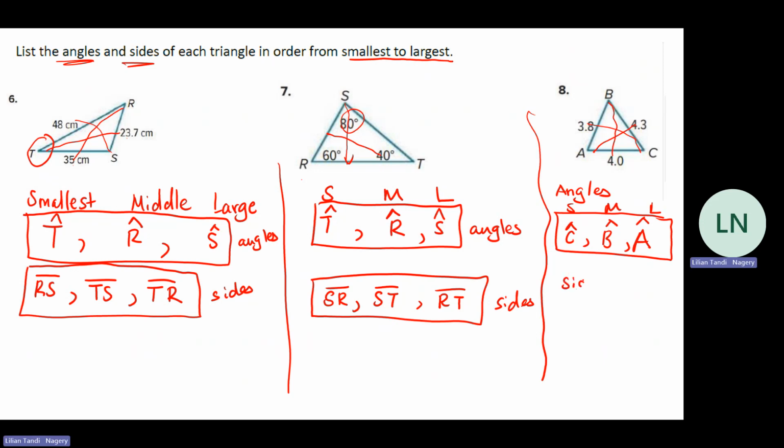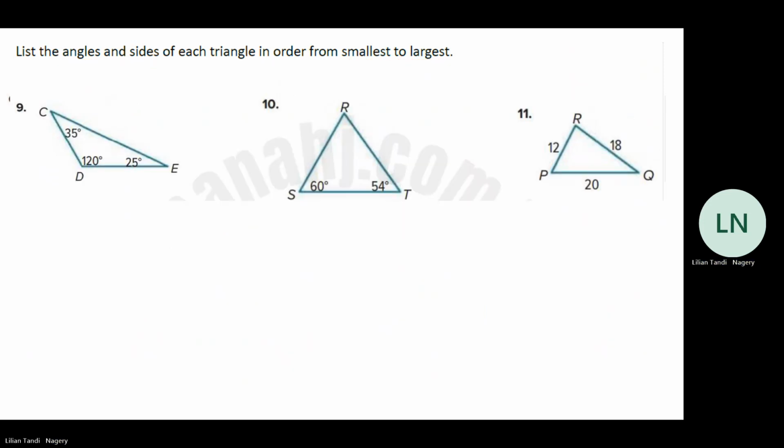Then now let's do the sides. And then we arrange them. Small, middle, large. The smallest side will be this one because that's the least amount. So AB. After AB, 4.0 or 4/10 or 4, which is AC. And then 4 3/10, which is BC. And that's the answer. List the angles and sides of each triangle from smallest to largest.